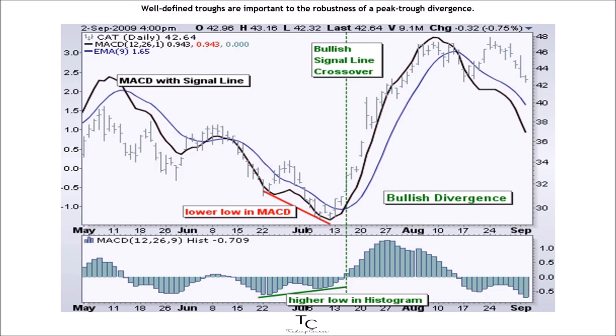Well-defined troughs are important to the robustness of a peak-trough divergence. The chart on the screen shows Caterpillar, CAT, with a bullish divergence in the MACD histogram. Notice that MACD moved to a lower low in June to July, but the MACD histogram formed a higher low. There are two distinct troughs. This bullish divergence foreshadowed the bullish signal line crossover in mid-July and a big rally.